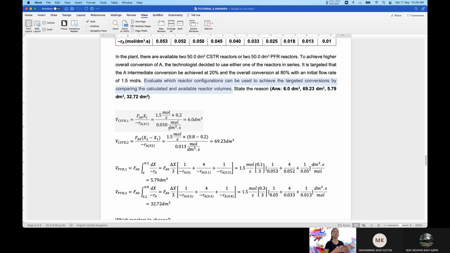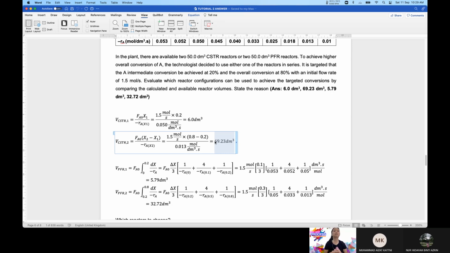So calculate for the second reactor. So second yang berseries tu, volume CSTR 2, FA0 in bracket, X2 minus X1 per minus RA at X2. When you calculate, okay, saya skip sikit lah, saya cepatkan sikit. Kamu dapat volume dia 69.23. Okay, so again, volume reaktor yang ada dalam plan 50. Yang kamu kira perlukan sekurang-kurangnya 69. So definitely dah tak boleh lah sebab tak cukup. Okay, so you can say that in this configuration, although the first one can, the second one tak boleh sebab the required volume are bigger than the available volume.